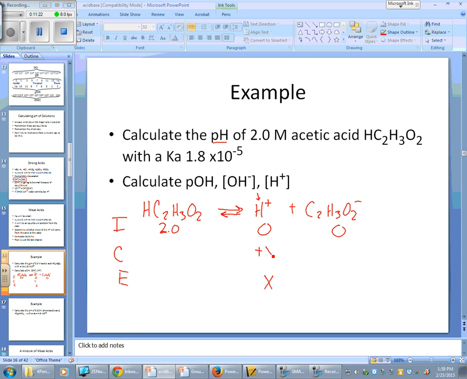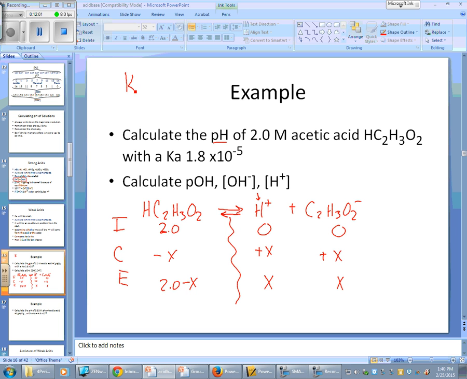My change is going to be plus X. Now I'm going to move my change across the ICE box. It's a 1-to-1 mole ratio, so this is also plus X. And you're going to find that that's going to happen a lot because you have one hydrogen and one cation and one anion, so they'll both end up being the same amount because it's one thing splitting up. This is going over the great divide, so this is minus X, and so it'll be 2.0 minus X for our equilibrium concentration.